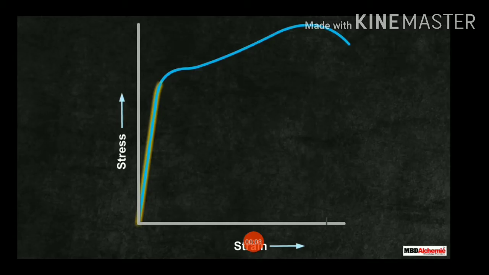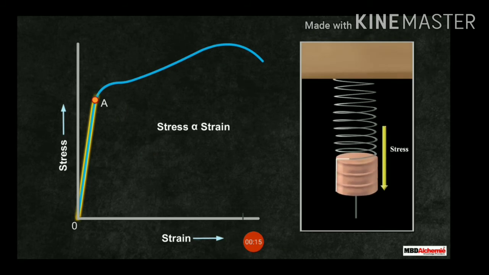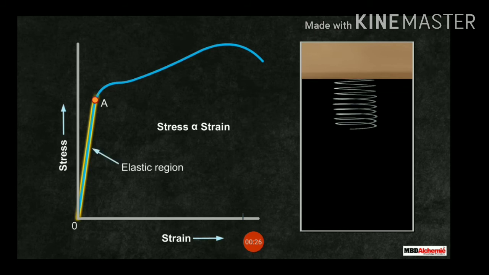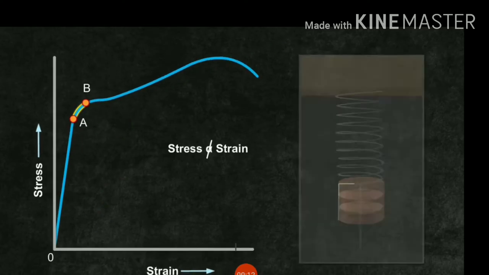From the graph, we can see that the region OA is linear. In this region, Hooke's law is obeyed. That is, stress is proportional to strain. As stress increases, strain also increases. When the applied force is removed, the body regains its original position. This region is known as the elastic region, and the solid behaves as an elastic body.